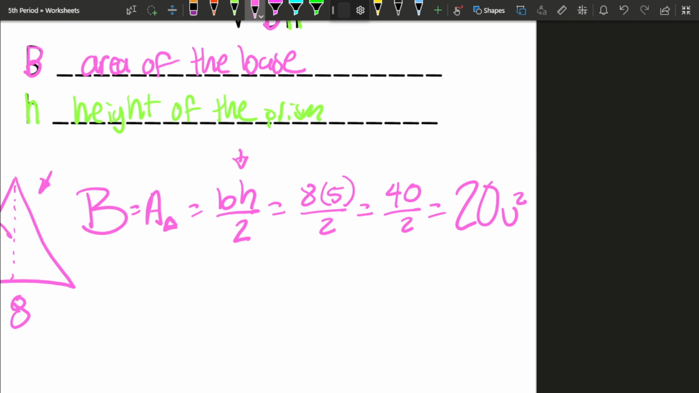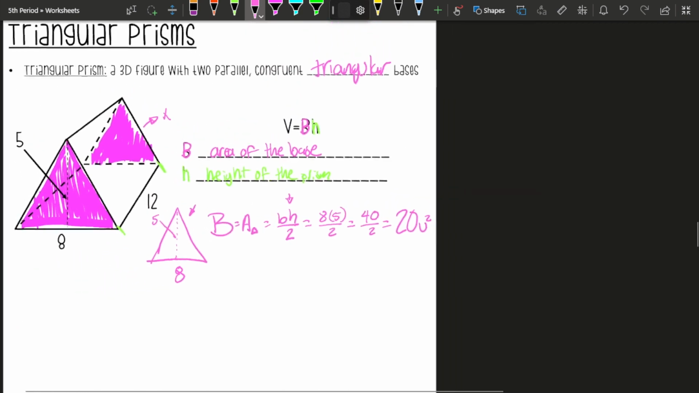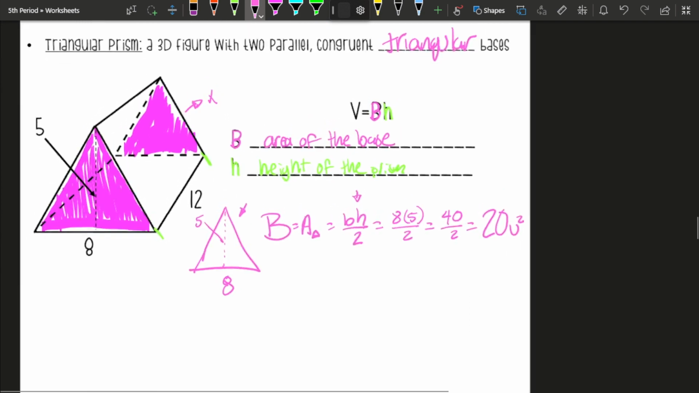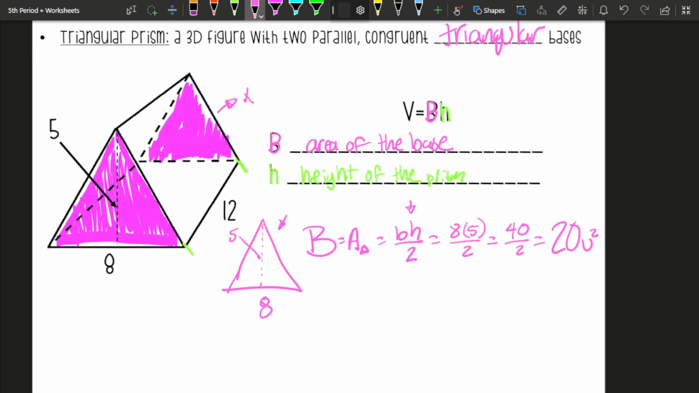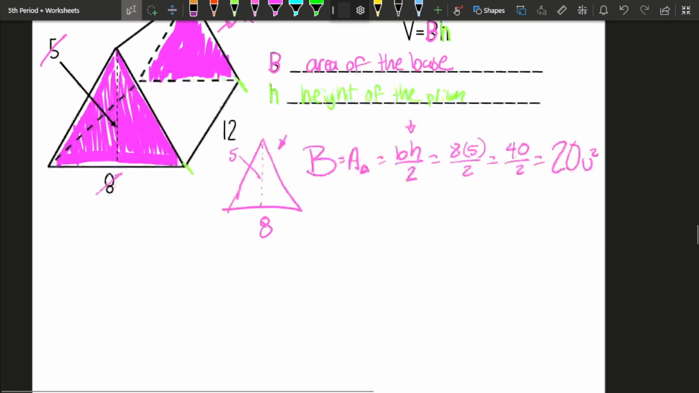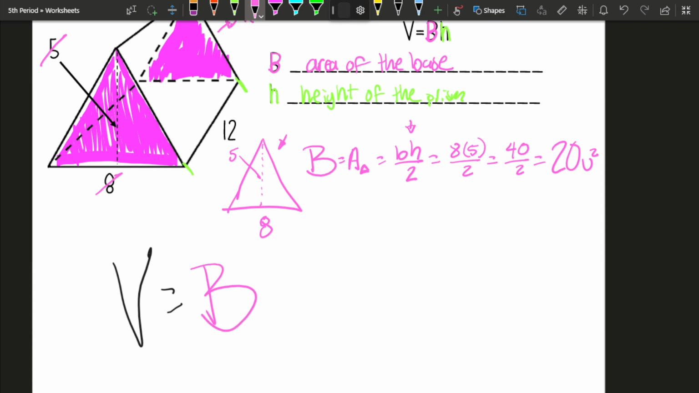Okay? So now that I'm done with the area of the base, I can come back to my prism and I can go ahead and cross out the two numbers that I used. What two numbers have I used so far? So go ahead and cross them out because we don't need them anymore. Okay? To find the volume, we don't need them. Now, we're going to rewrite the volume formula, which is V equals uppercase B times the height.